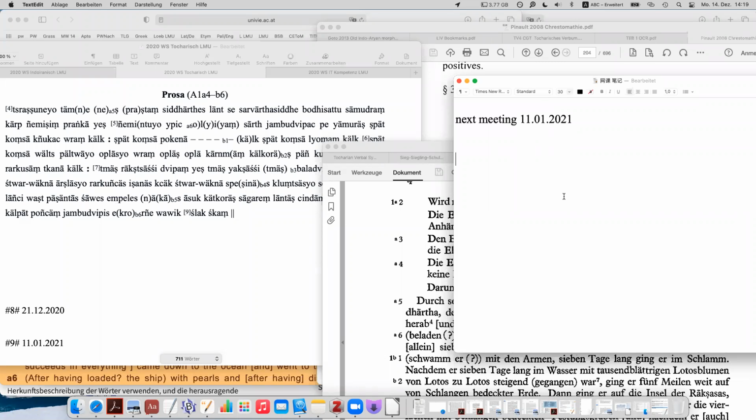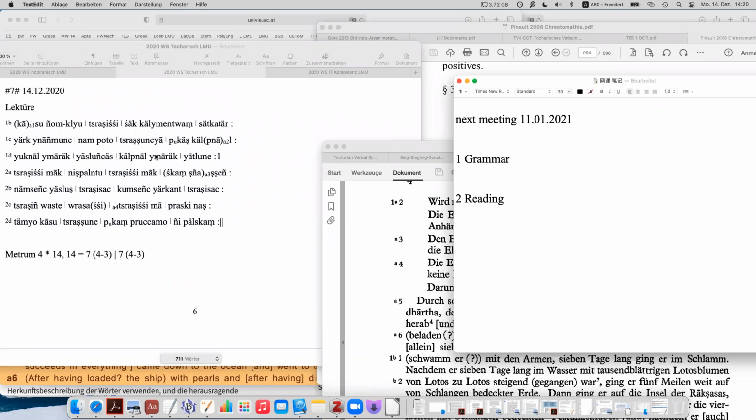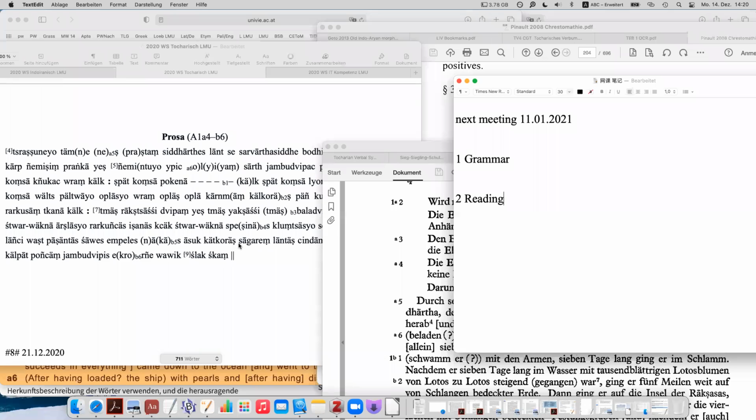So as usual we start with Tocharian grammar, and then we continue reading some passages. I think we can finish the verse here, and then we probably can move on to the prose section. Okay, so the grammar. Sorry, I close the window. It's a little bit noisy outside.